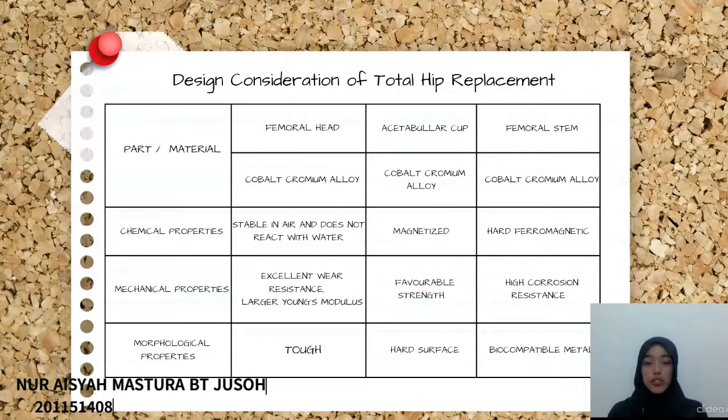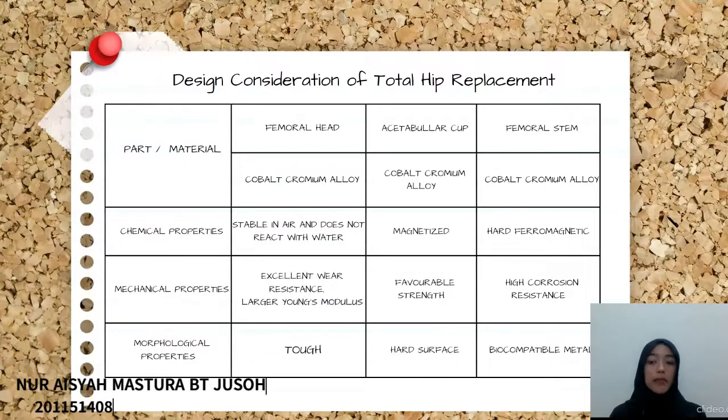Next, for the design consideration for the total hip replacement, we consider the cobalt chromium alloy for three parts of the artificial hip joint, which are the femoral head, the acetabular cup, and also the femoral stem. We move to the mechanical properties of the femoral head. It has excellent wear resistance and a large Young's modulus.